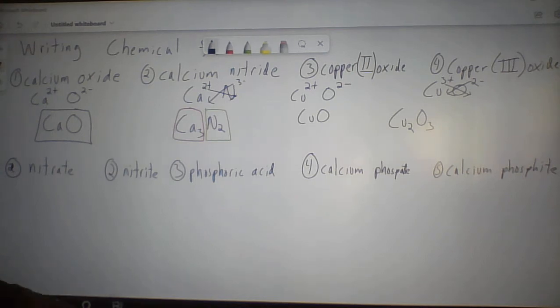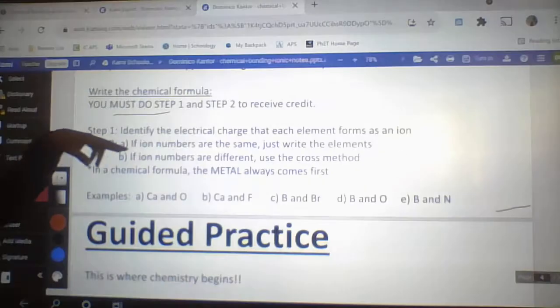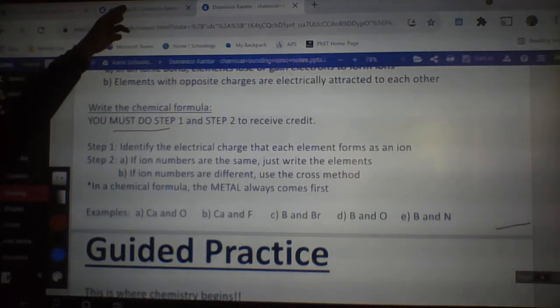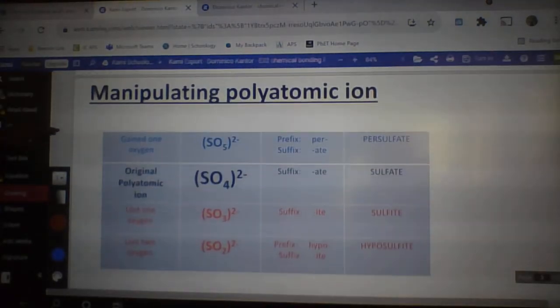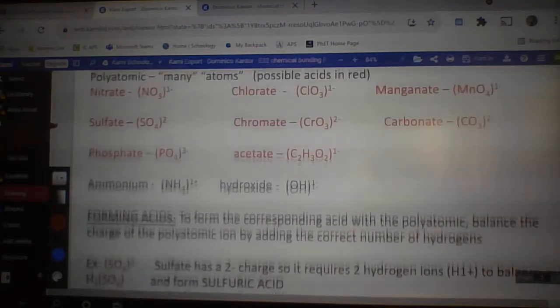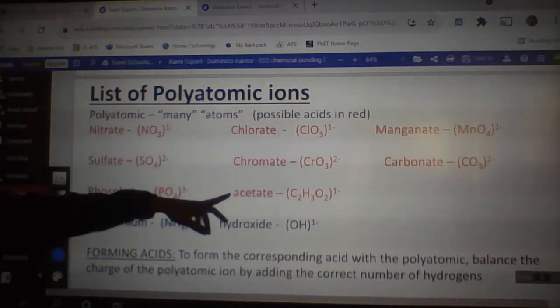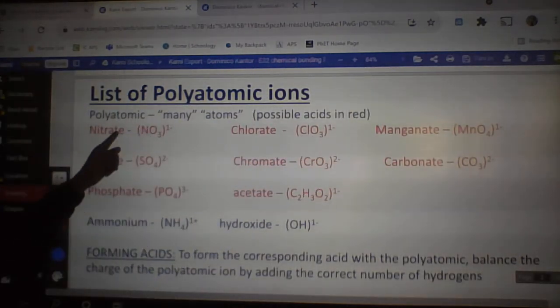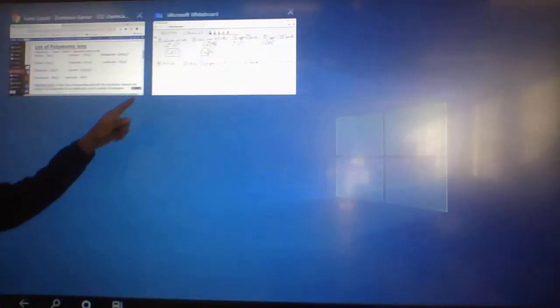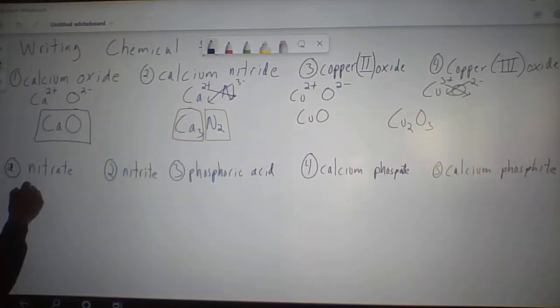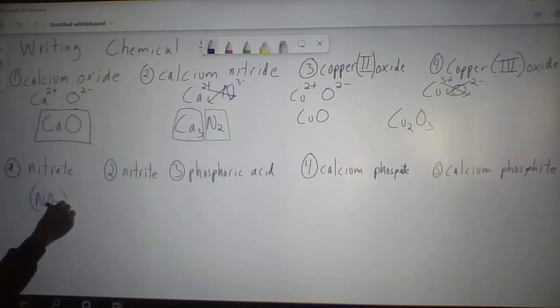So I always want to go back to the original polyatomic ion. So my original here is NO3. NO3 is called nitrate. All right. These are polyatomic ions, so it has to get the charge. If I just write NO3 with no charge, that's not going to be correct. So this is nitrate, 1 minus charge.